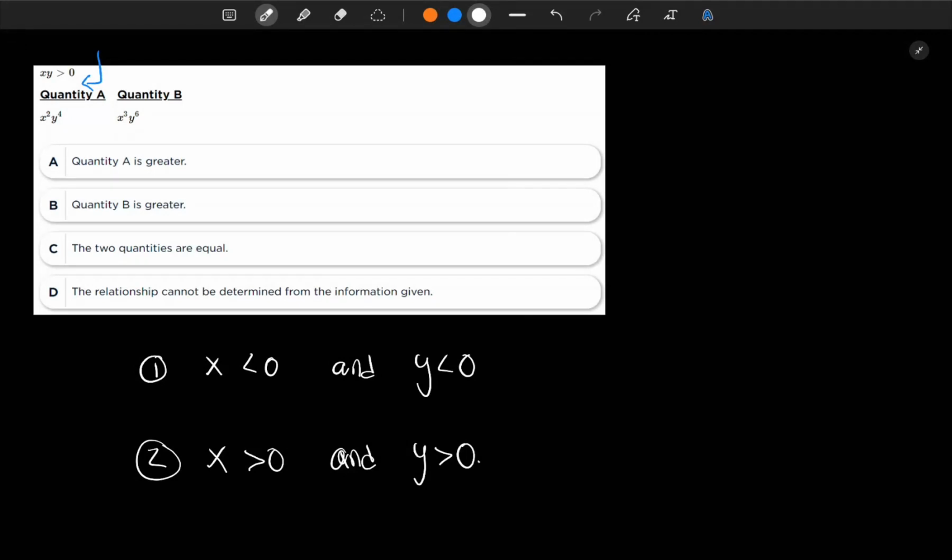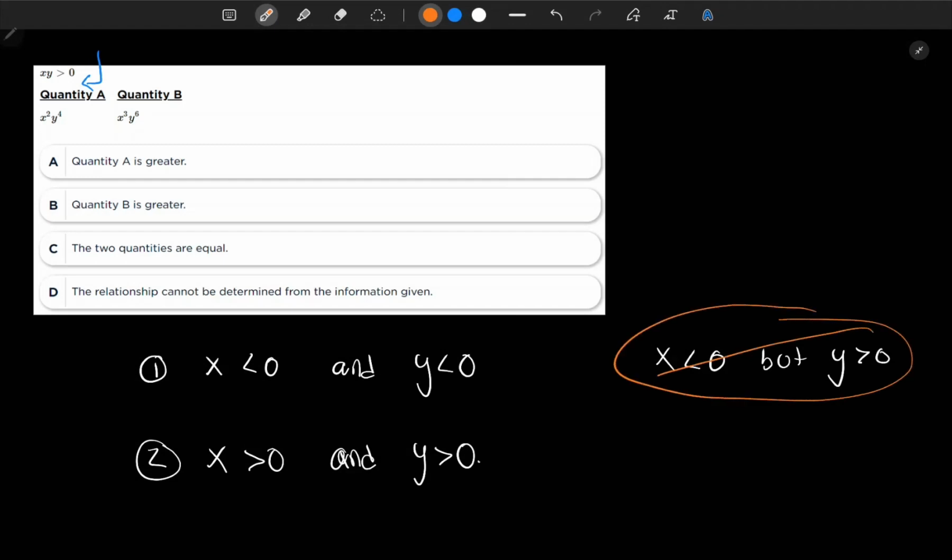Notice that we don't have the intersection. We don't have a case where x is less than 0, but y is greater than 0, or the other way around for y and x. So this sort of situation is not allowed. So we wish to say whether x squared times y to the fourth is greater than, less than, or equal to x cubed times y to the sixth. However, without knowing the actual values of x and y, or knowing some other equation of constraint for them, we can't determine anything else. For example, consider the following.